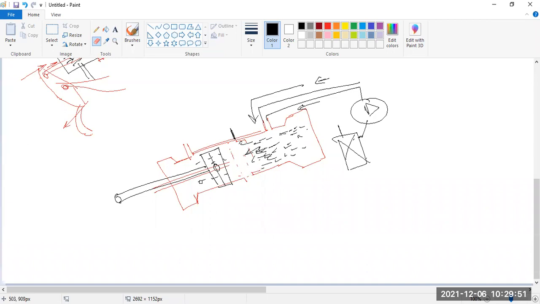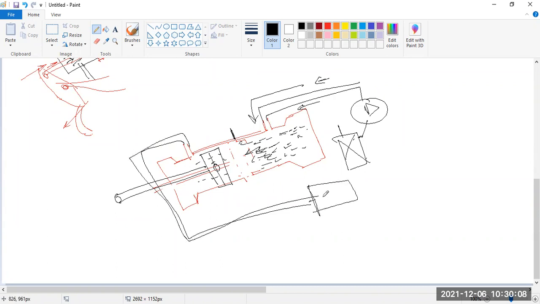So what happens if you push this piston over here? The fluid of this rod side must go to the outer side. It must be removed from over here, so it will automatically come to the tank side. There are two parts: one is the tank or the reservoir, and the other is the pump.